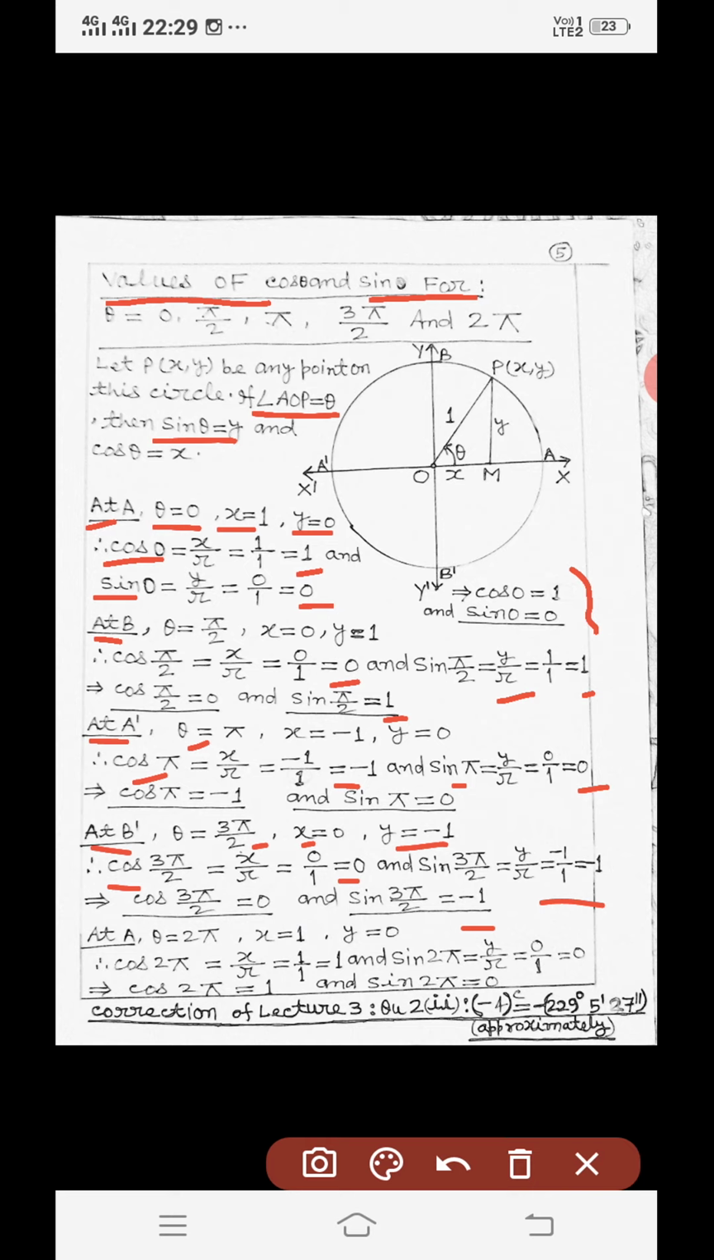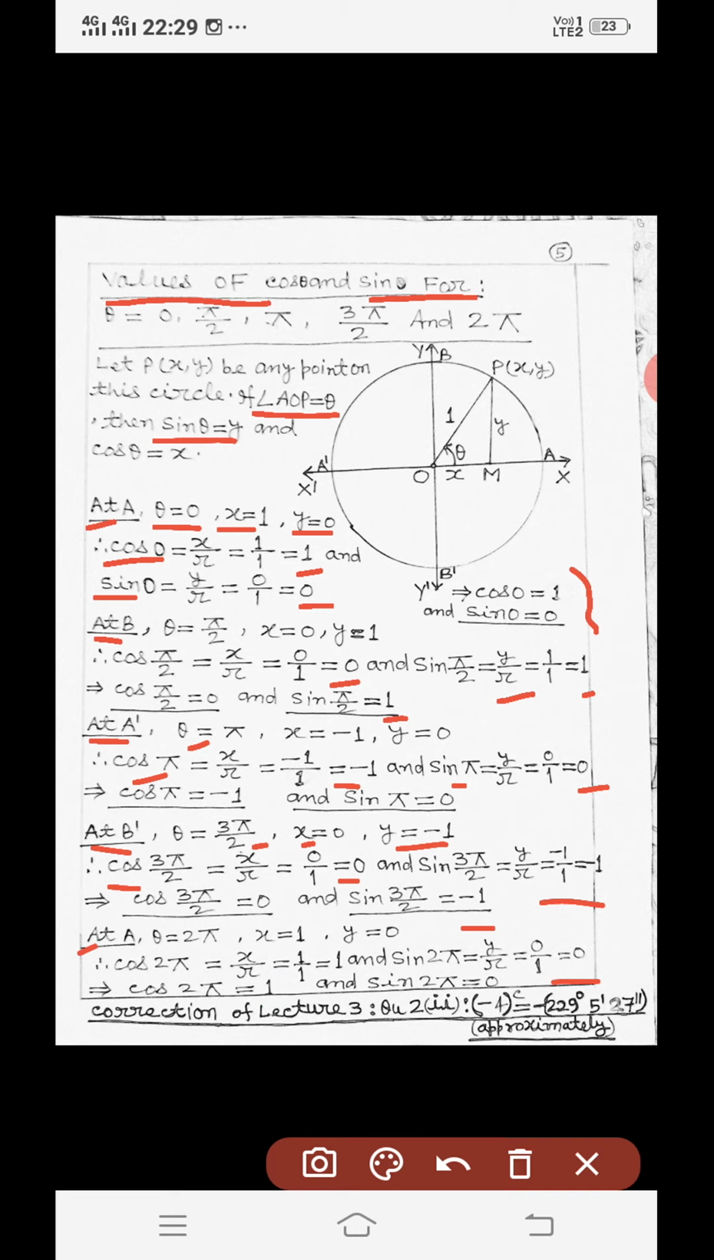At A again, after one complete revolution, when theta is equal to 2 pi, then x is equal to 1, y is equal to 0. So cos 2 pi is equal to x by r equal to 1 by 1 equal to 1, and sin 2 pi is equal to y by r equal to 0 by 1 equal to 0. Therefore cos 2 pi is equal to 1 and sin 2 pi is equal to 0.